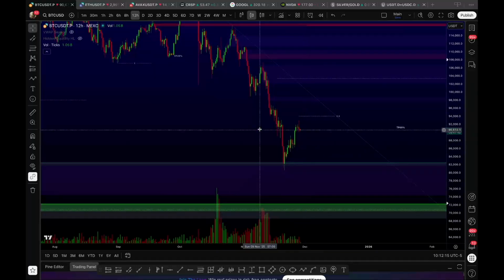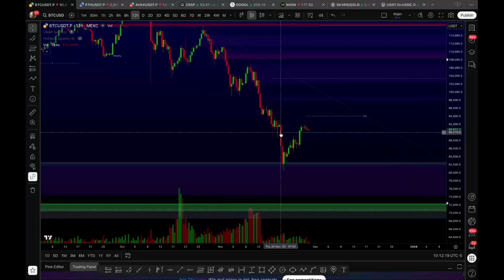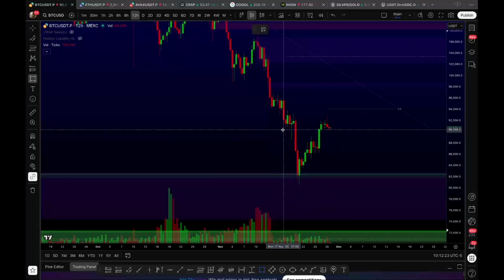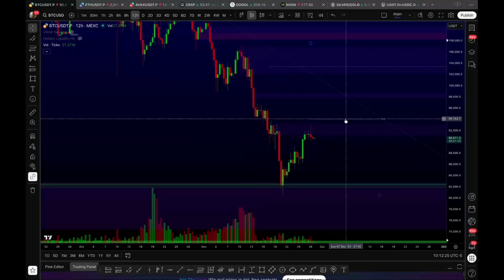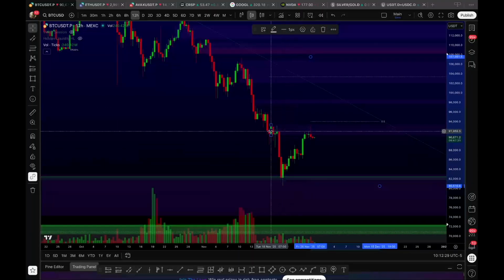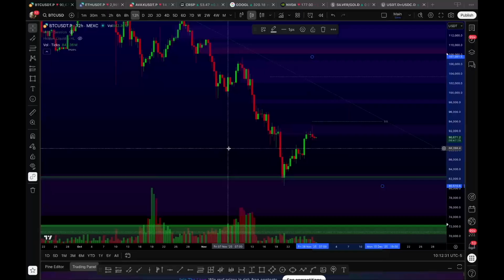First of all, the first technical area of resistance: we filled this big FVG here, those big FVGs on the 12 hour. And now we are at the first big technical resistance, which is around the 0.5 of this down move and this big supply area here.